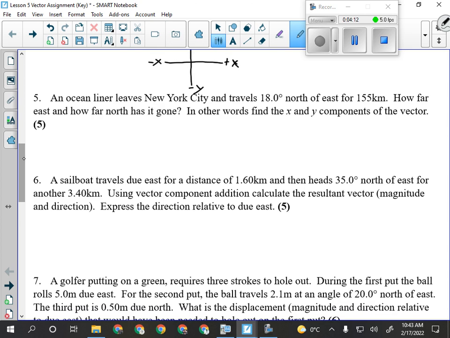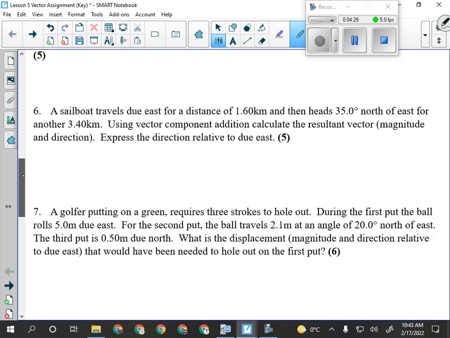Number 5. Ocean liner leaves New York and travels 18 degrees north of east for 155 kilometers. How far east and how far north has it gone? Exactly the same question, except this time it does ask for compass directions, so please give them. All you're doing is finding x and y for that one. So 4 and 5 are pretty easy.